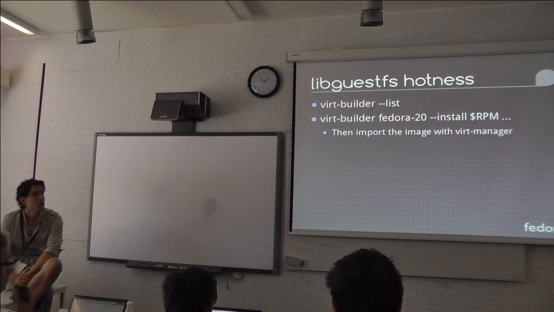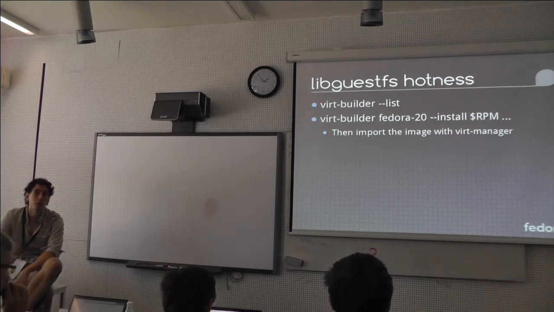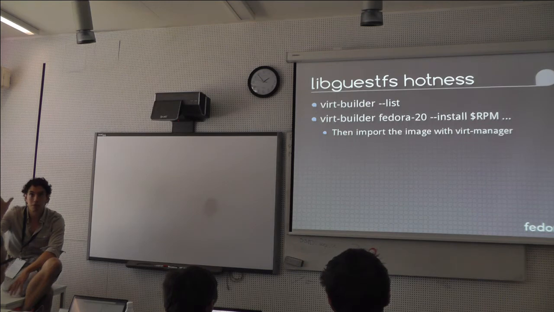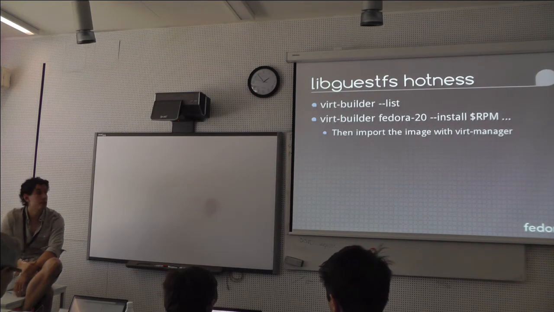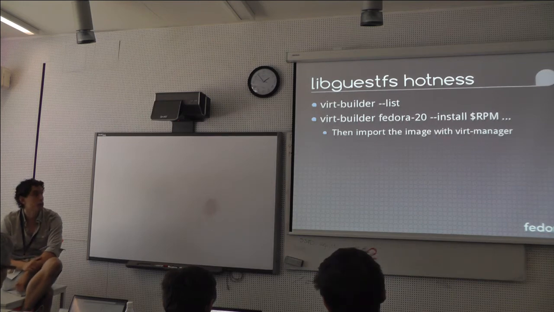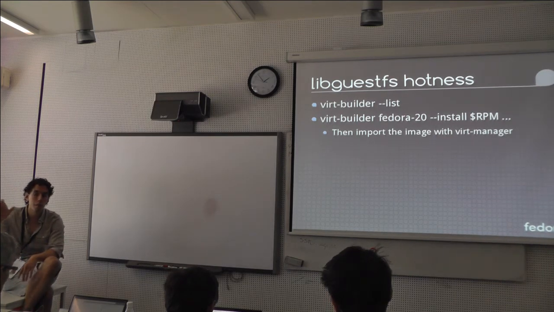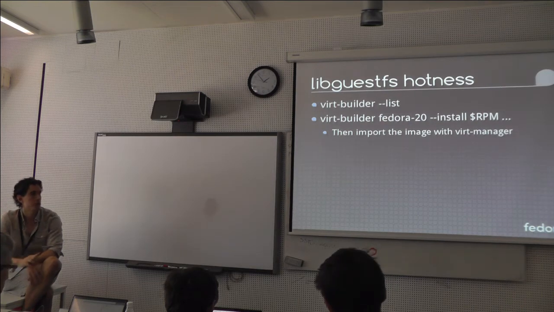VertBuilder downloads a minimal pre-composed Linux operating system image for virtual machines, right? They're cryptographically signed and they're hosted at libguestfs.org. You can just do VertBuilder Fedora 20 and it's going to download a minimal Fedora 20 disk image.